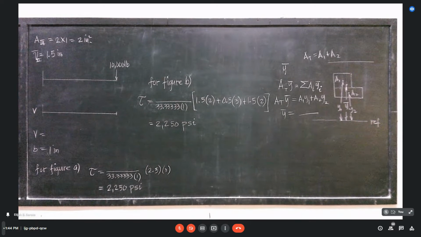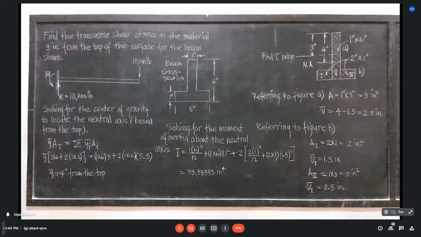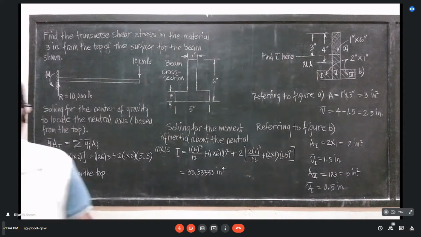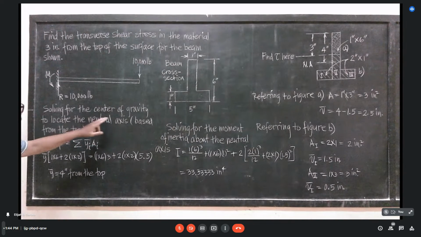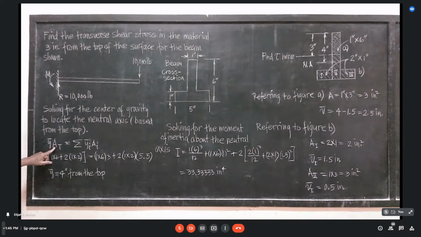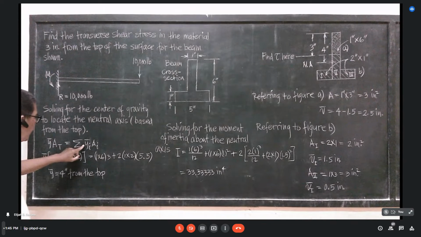Again, another way of saying it: for finding the neutral axis, which is the location of the centroid, center of gravity, what we do is, again, the resultant center of gravity times the total area equals the summation of the products of the centroids of the smaller areas and the areas. Okay, so let's substitute values.